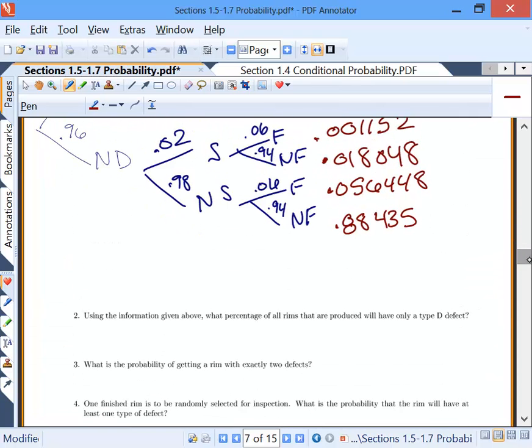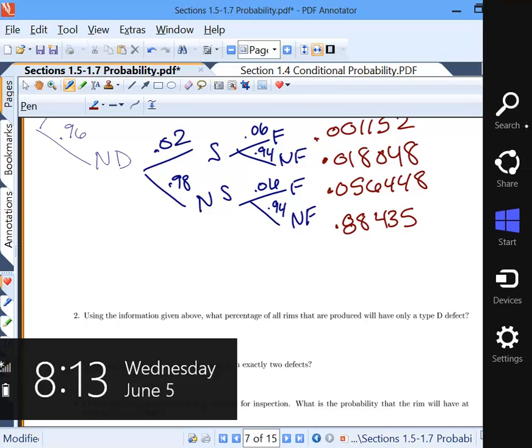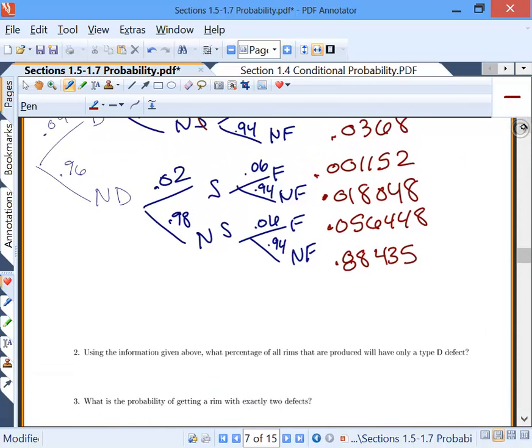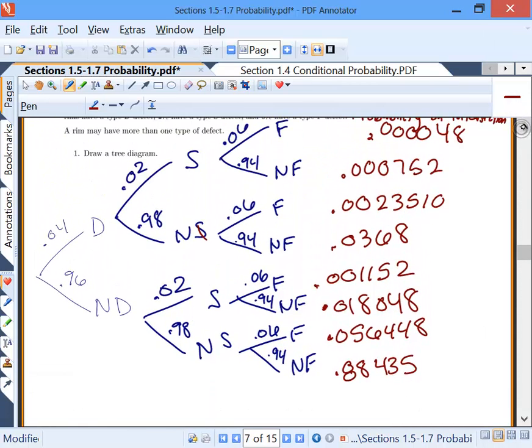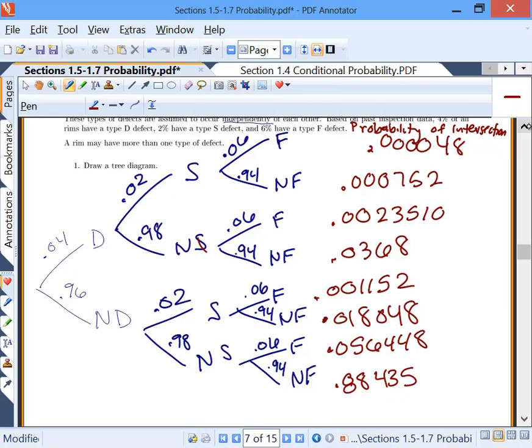So using our information, what percentage of all the rims that are produced will have only a type D defect? Okay. And this is useful because we have listed out all of the options. So we can look back up and say, okay, well, which one of these things have only a type D defect?